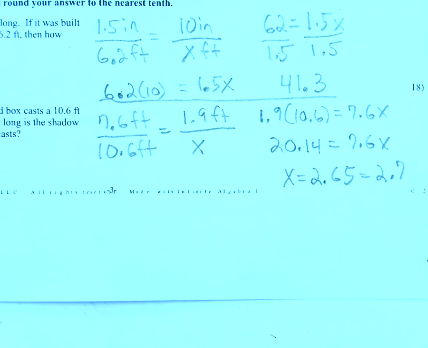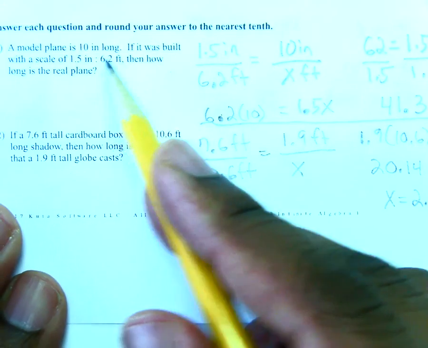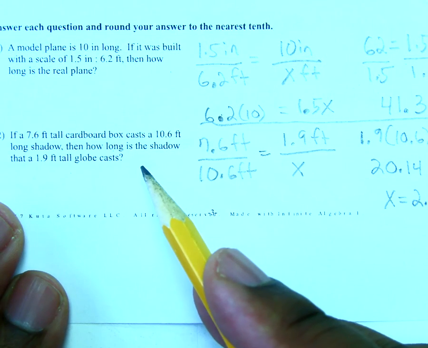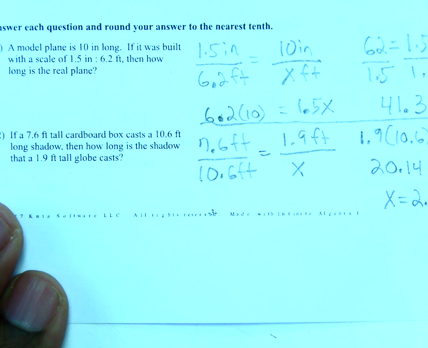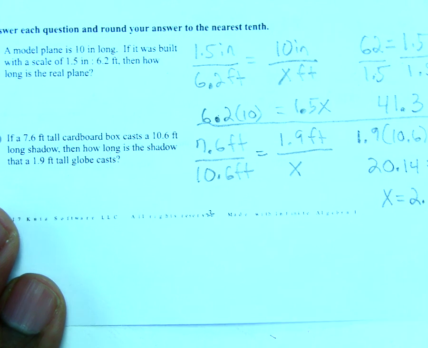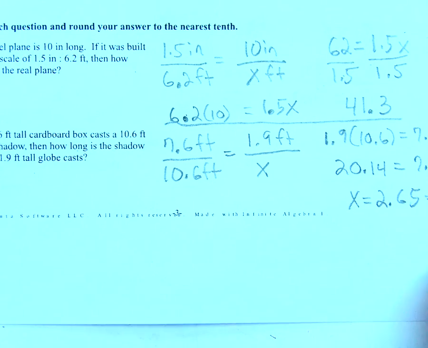Okay. So those are a couple of examples of what to do when you're given a scale or you're dealing with a shadow as far as a real world context, as far as figuring out the length. So again, this has been Similar Polygons.